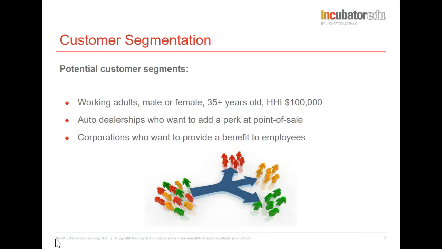All right, so who would be the potential customer segments? Working adults, male or female, 35 plus years old, with household incomes of $100,000. Also, auto dealerships who want to add a perk at point of sale. This would be a business-to-business type of thing, where they would offer this for car dealerships, and so that would be another segment for this business. And then it could also be big corporations who want to provide a benefit to their employees. While the employees are at work all day, they'll do the oil change in the parking lot.